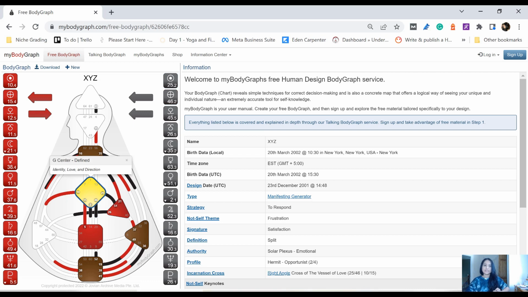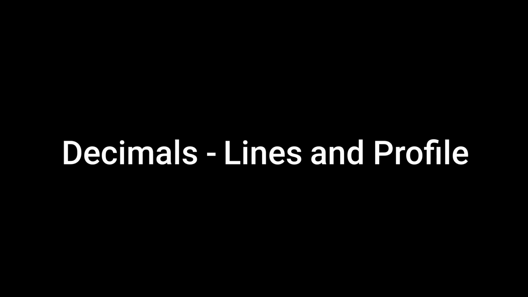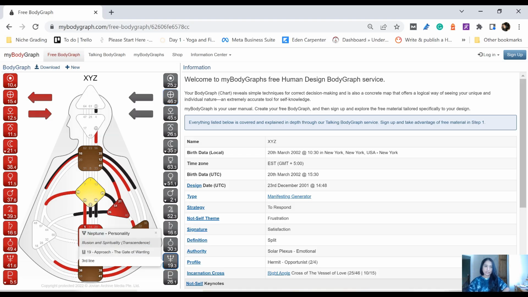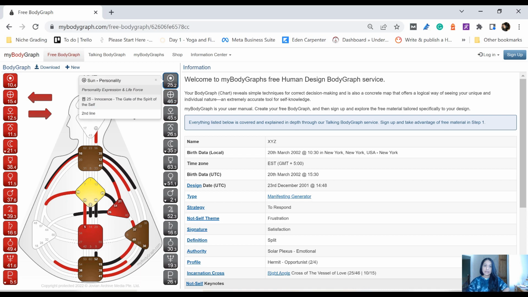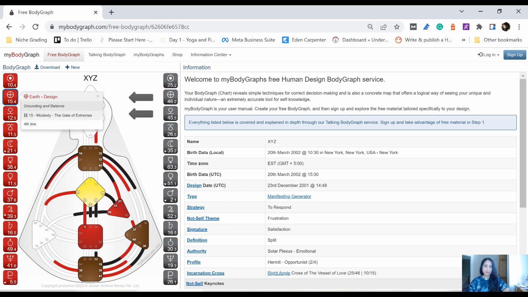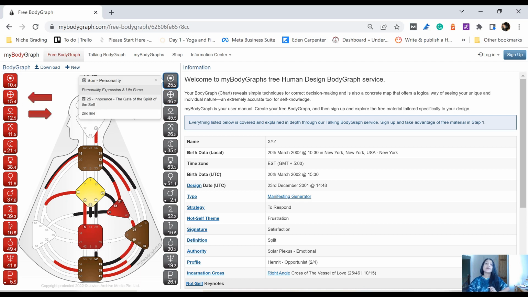Gate 25 is this gate of innocence. It's this gate of childlike wonder, and it's a very important part of this person's personality. So that's something they want to look into. The other side of what you'll see over here on the planet side is you will see these decimal points, 0.2, 0.4. This is known as a line. So this person, when you really look at it in your body graph, this represents combined, this represents the profile of the person. So this person has a 2-4 profile that comes from this.